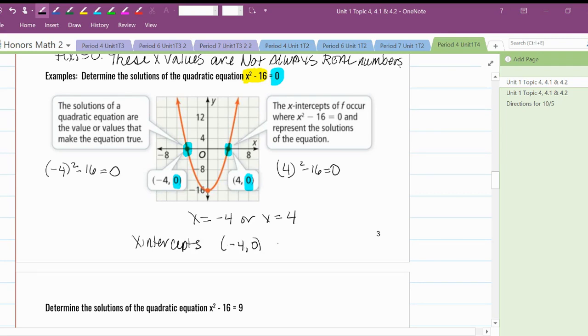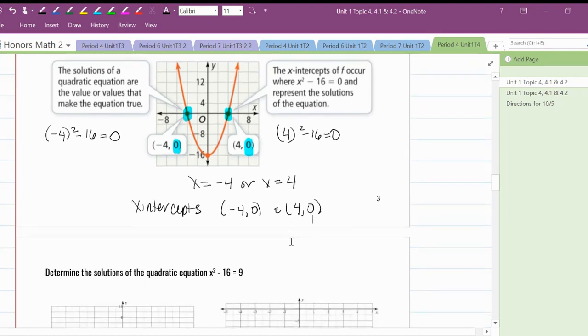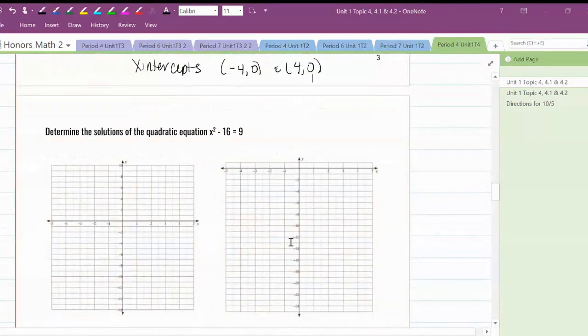-4, 0, and +4, 0. My solutions live on that real number line. All right, we may want to use our graphing technology here, although I think we should be able to graph these two pieces pretty easily.